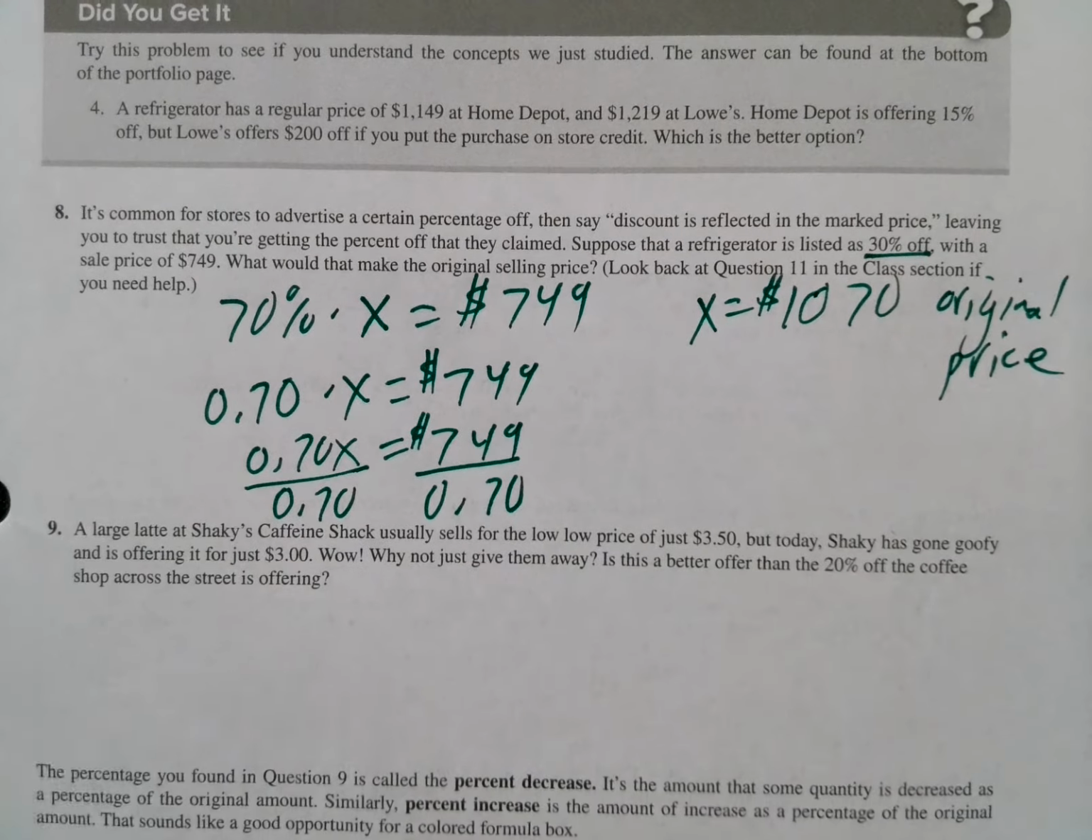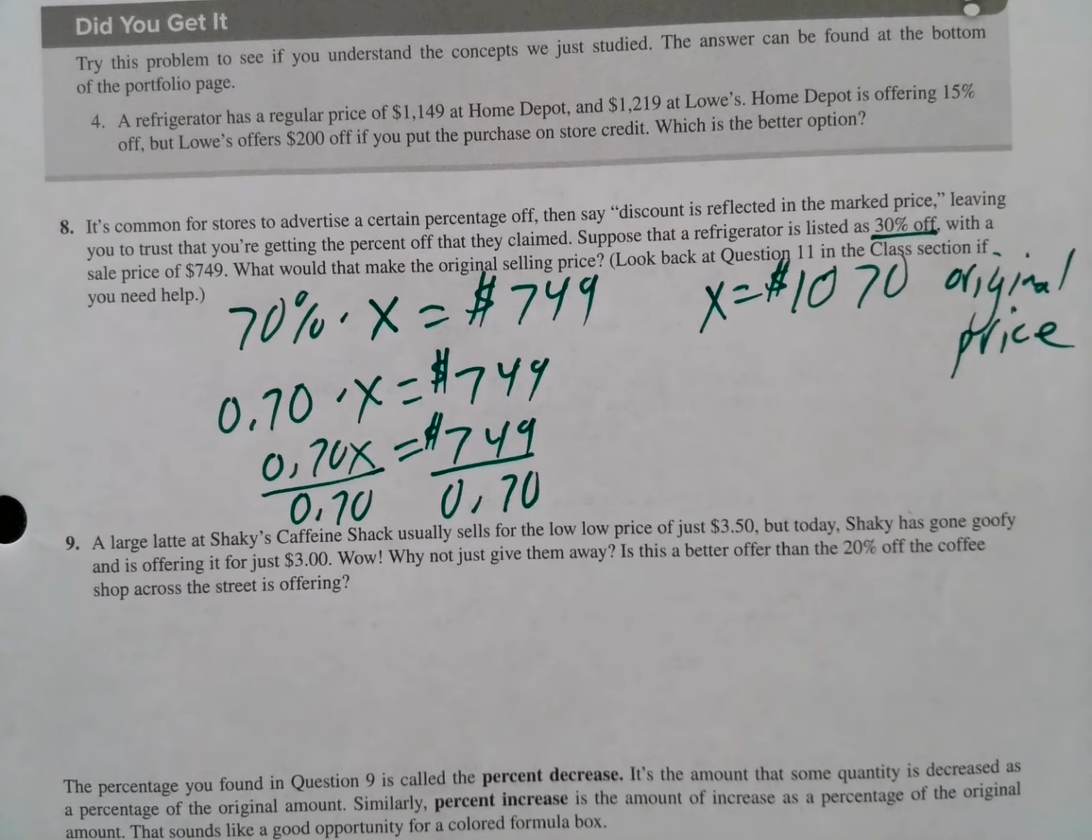Okay, now we go on to number 9. A large latte at Shakey's Caffeine Shack usually sells for the low price of $3.50. But today, Shakey has gone goofy and is offering it for just $3. Wow, why not just give them away? Is this a better offer than the 20% off the coffee shop across the street is offering?